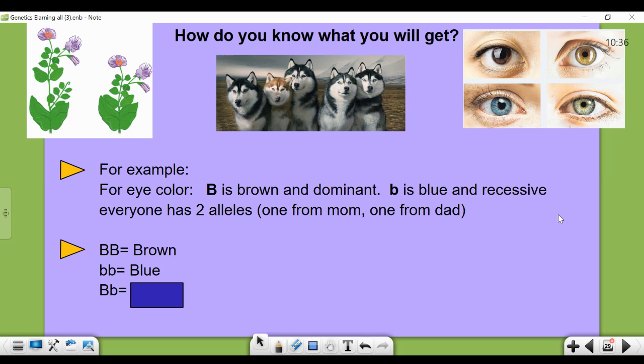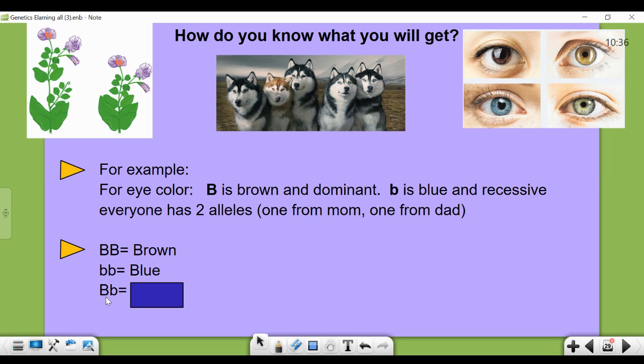Okay, so let's look at our options down here. In this scenario, we have two capitals, two dominants, both given by each parent. So there is no other option. The only eye color that's going to be visible here is brown. In this situation, we have two lowercase, two recessive alleles, and then it can't hide. That's the only option that's present. It can't hide. We're going to see blue.